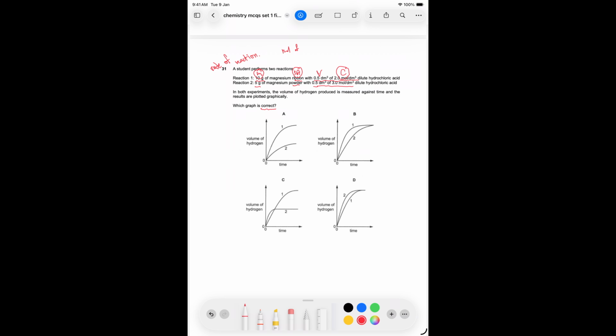So mole of magnesium, mass over Ar, so it will be 10 over 24. Next, for this one, mole of magnesium, 5 over 24.